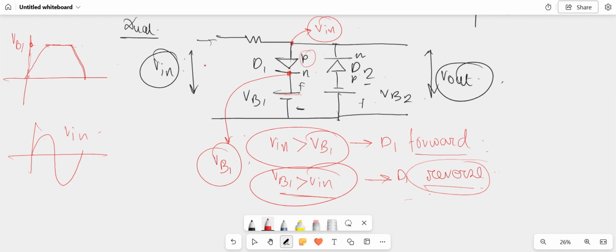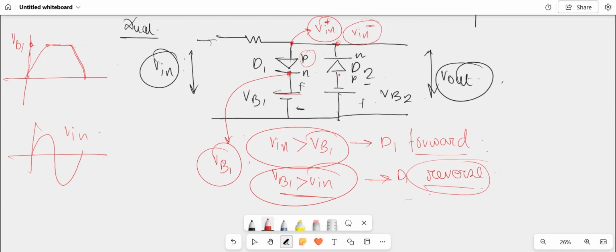And then for the negative half cycle, here we will be getting V in of negative. For the positive half cycle, this was V in of positive. So this is V in of negative. And at this point, this was the N terminal. At the N terminal, we are getting V in of negative, and at the P terminal, we are getting VB2 of negative.